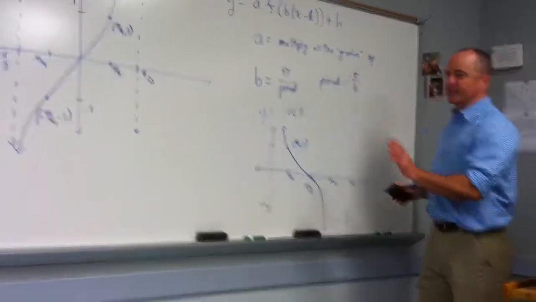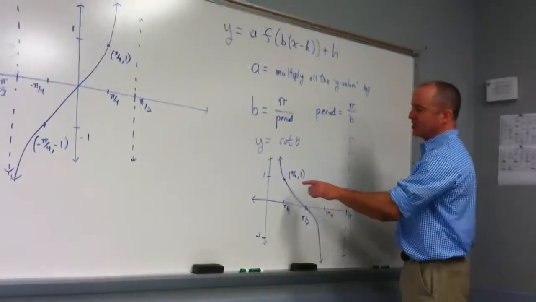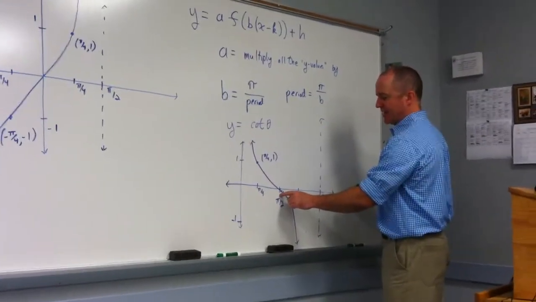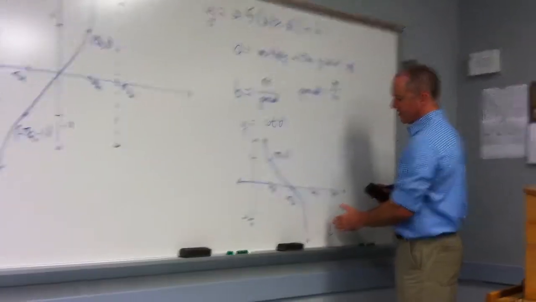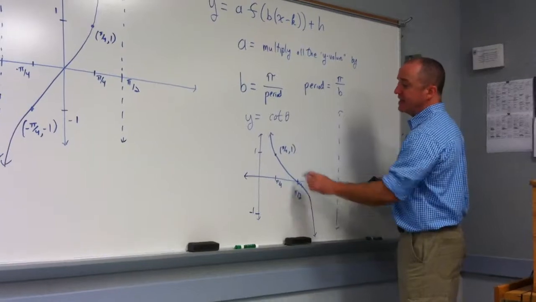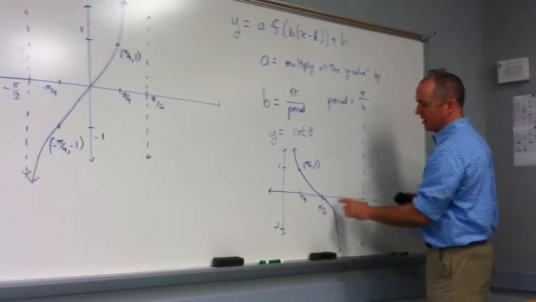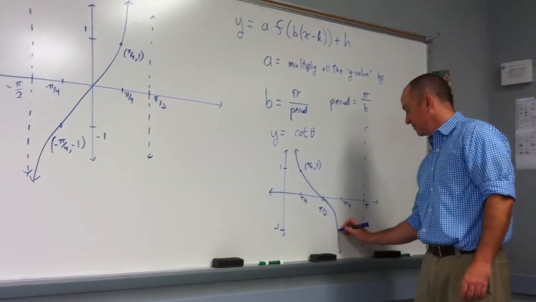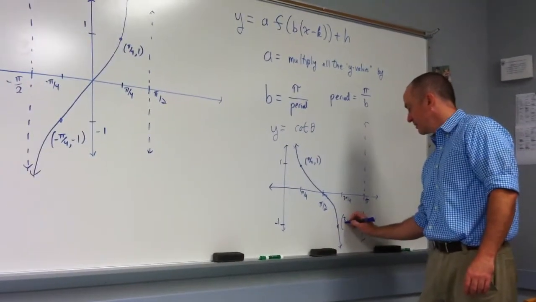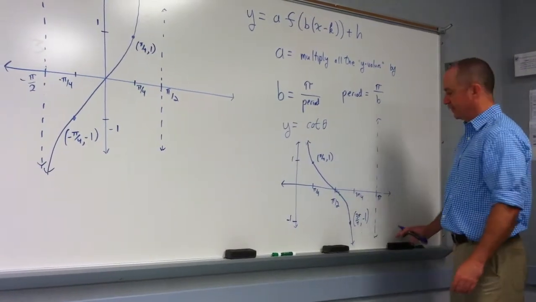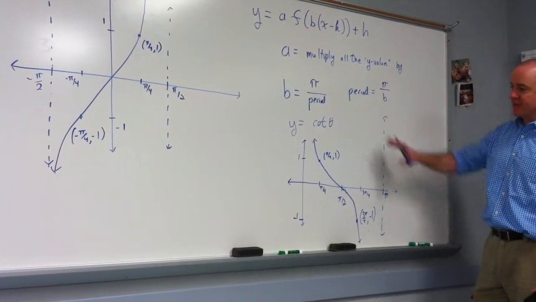So this is your parent cotangent function. And I'll expect you to know that on the parent, the y-axis is a vertical asymptote. It zeros at pi over 2. Pi is your other vertical asymptote on this first period of it. And it passes through pi over 4, 1 and 3 pi over 4, -1. All right, that's the cotangent parent.